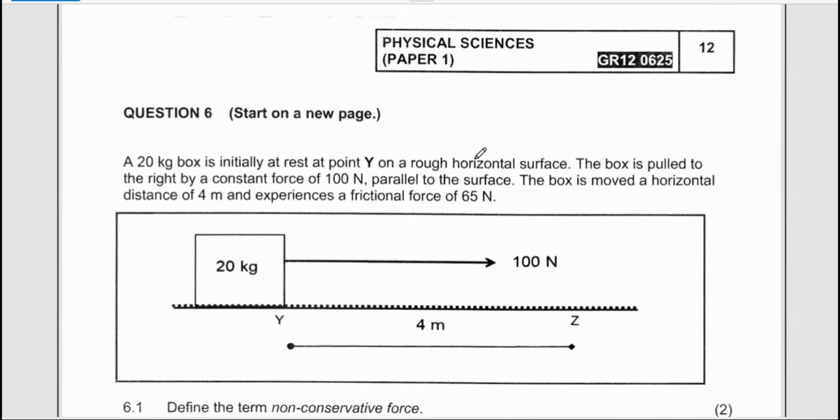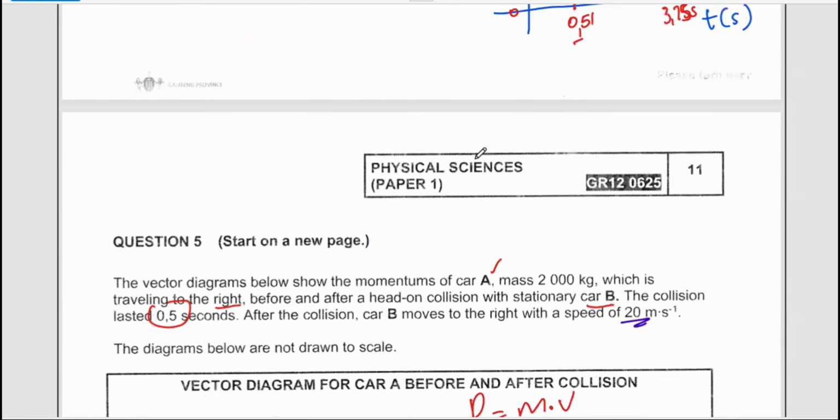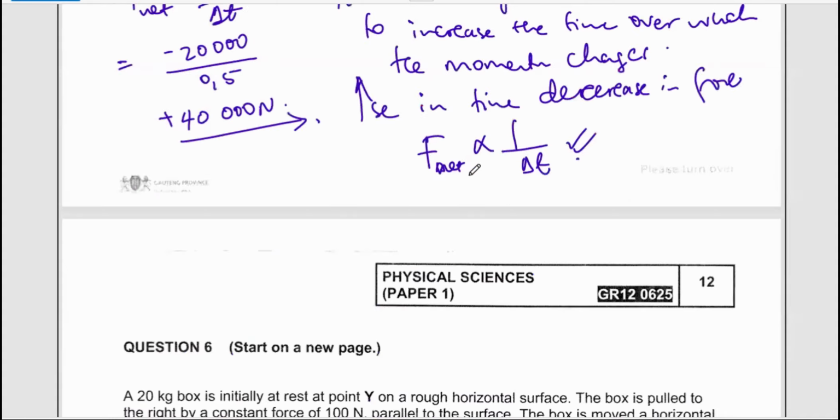Question number 6, is that the correct part? This is 11. This is 12.